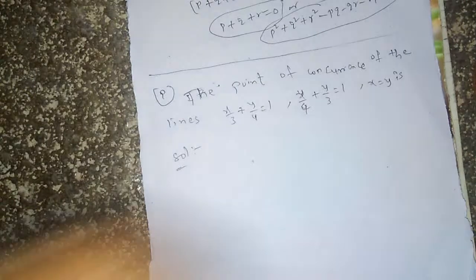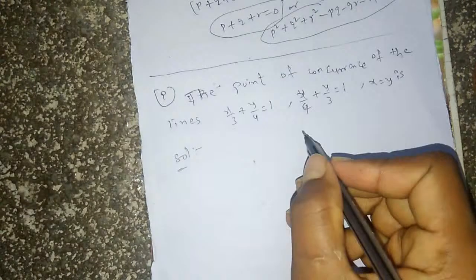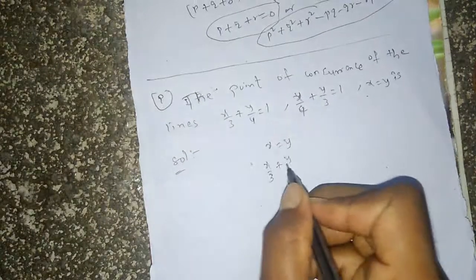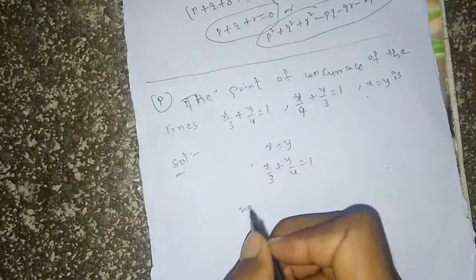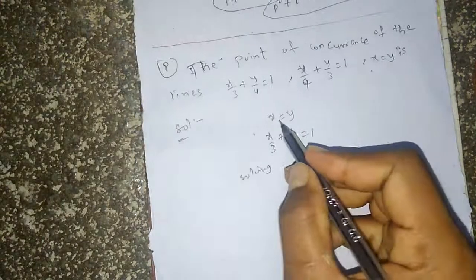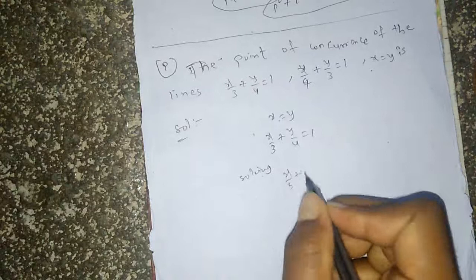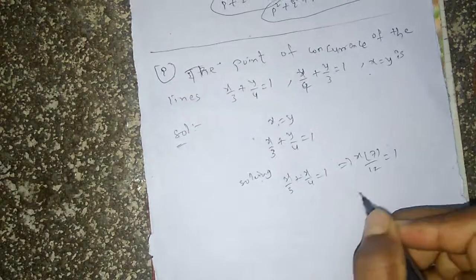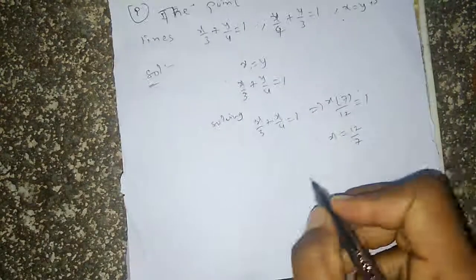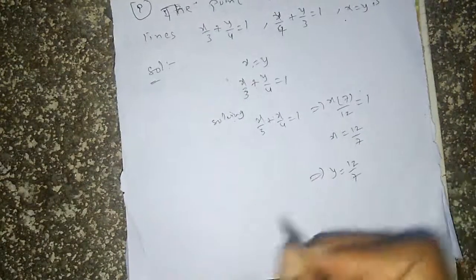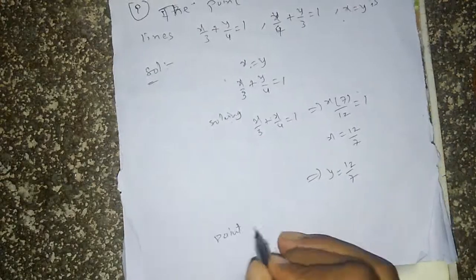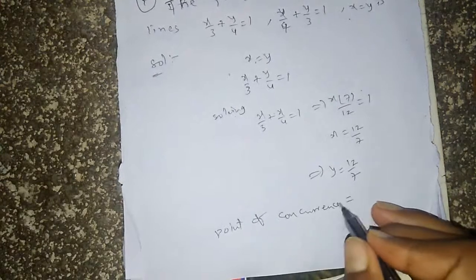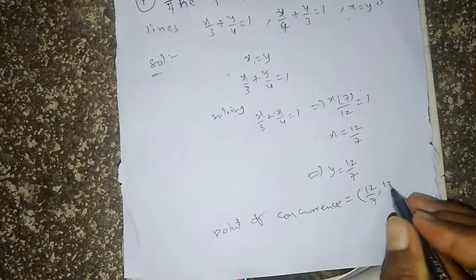So here for the point of concurrence, solve any two equations. Here we have x = y and x/3 + y/4 = 1. Solving, substitute x = y in the second equation. x/3 + x/4 = 1 implies x times 7/12 = 1, so x = 12/7, and y is also 12/7. Therefore, the point of concurrence is (12/7, 12/7).